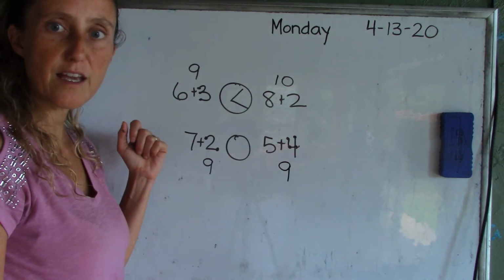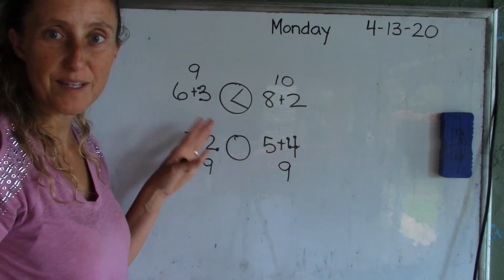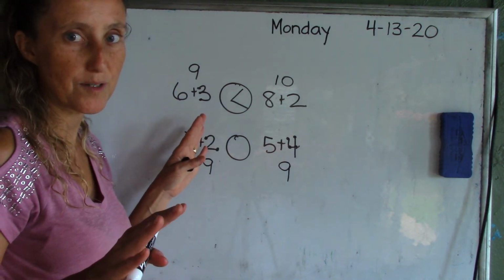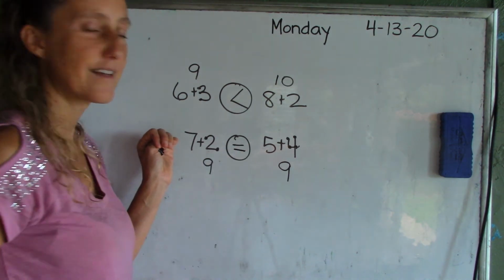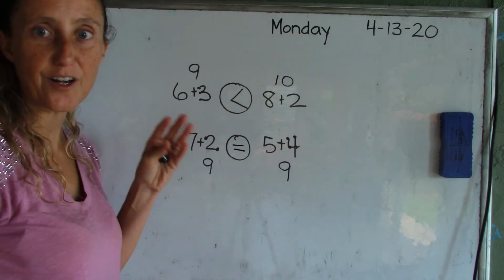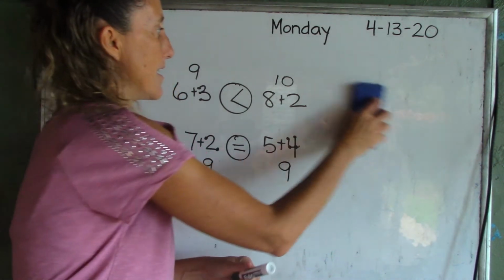Which one is the alligator going to eat? He's not going to eat either of them, right? Because he does not like equal numbers. So we're going to put an equal sign instead of having the alligator eat one of the numbers. Okay, all right.